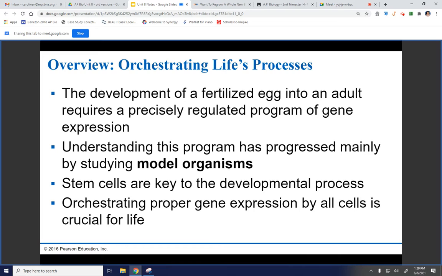And stem cells are really important in the process of development. Stem cells are probably something that you've heard of. You may know that they are sometimes controversial in research. My goal today is not to get into discussing the controversy at this point in the trimester. We just don't have time to go there. But I want you to have an understanding of what stem cells are.